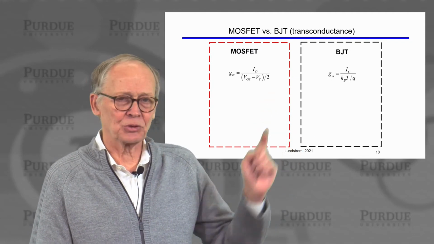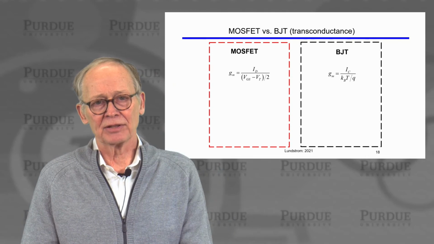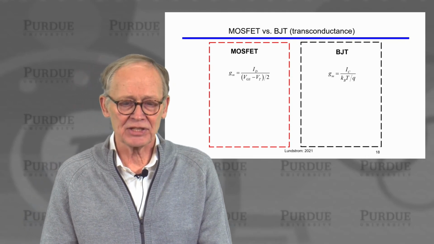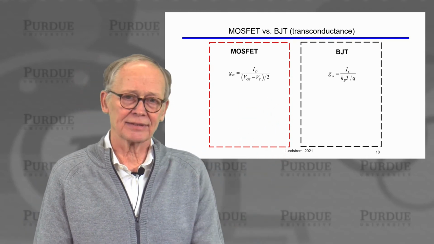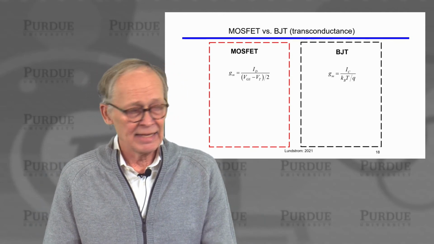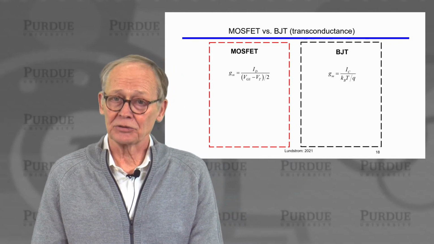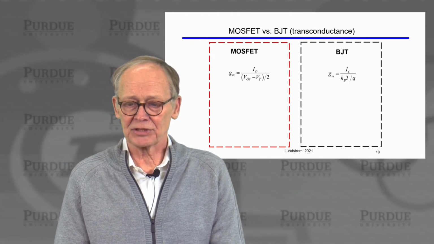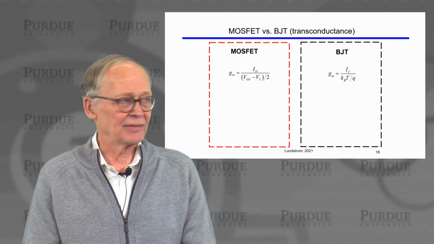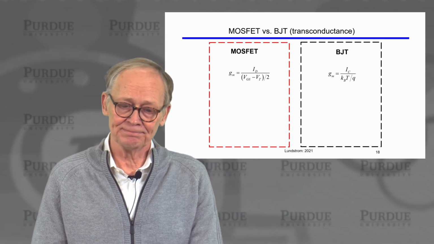Now, if I use a simple square law model for the MOSFET and just take the derivative of the drain current with respect to the gate to source voltage, I could write that transconductance as drain current divided by (Vg minus Vt) divided by 2. If I do the same for the bipolar transistor, the collector current goes exponentially with emitter base voltage. When I do that derivative, I find the transconductance is collector current divided by kT over q.